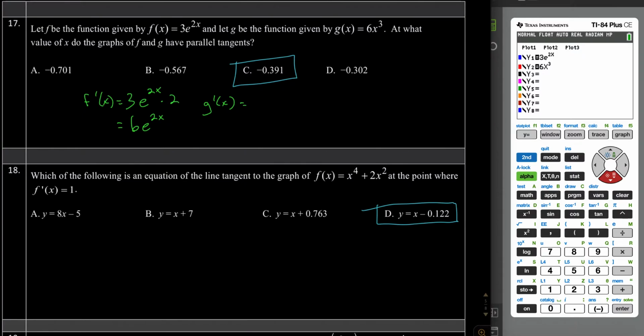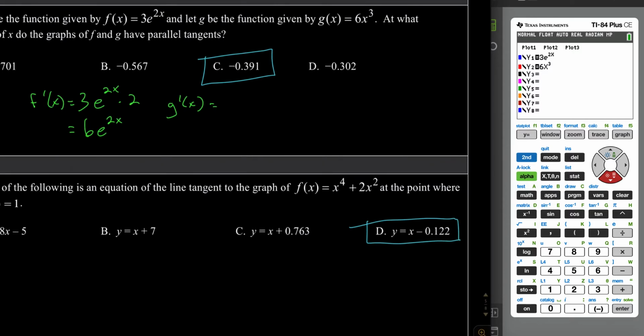So you could just work straight off of that and plug 6e to the 2x in, because what we're going to do is some work with the derivatives. But I want to show you how you can do it on the calculator as well, so you don't have to do the derivative. Of course, g of x is easy enough to do. The derivative, g prime, is easy enough to do. It's 18x squared. So I could use these two functions and just work the calculator from there.